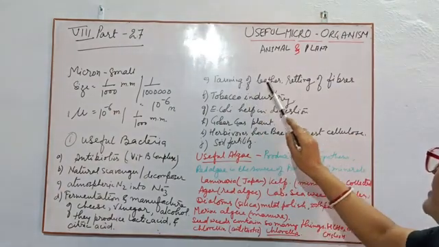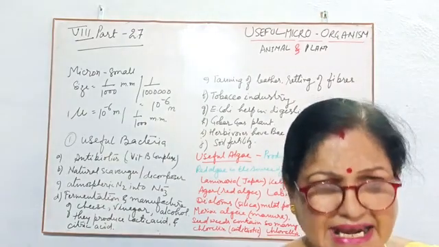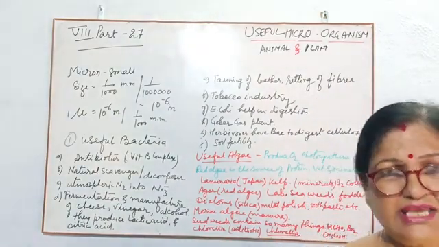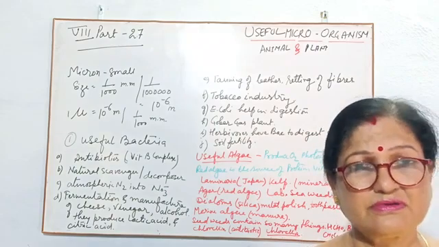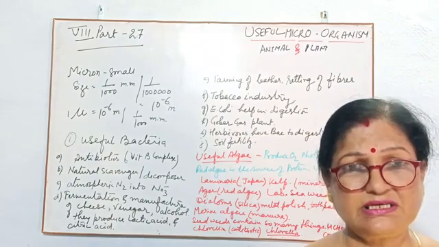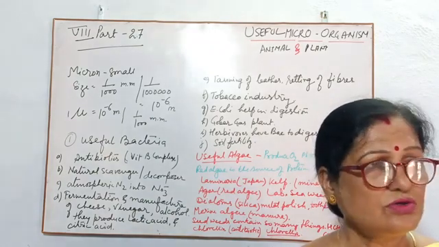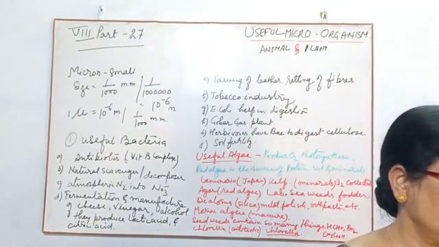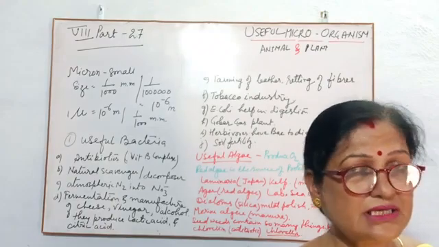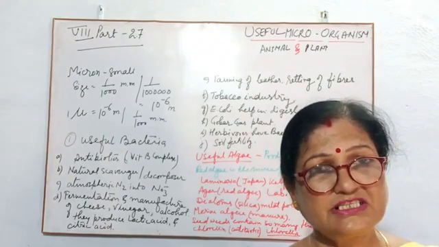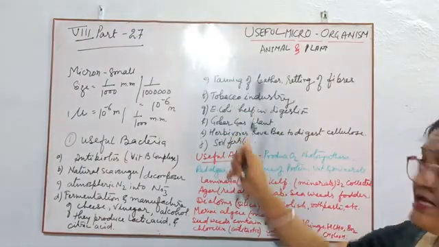Then next, tanning of leather. Leather is the hide, or you can say the skin, of bigger animals, just like the leather jacket you wear. Whose leather is it? Buffalo, camel. So removing the muscles along with the blood capillaries from the leather is known as tanning of leather.